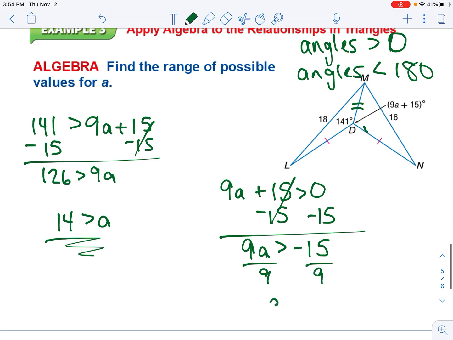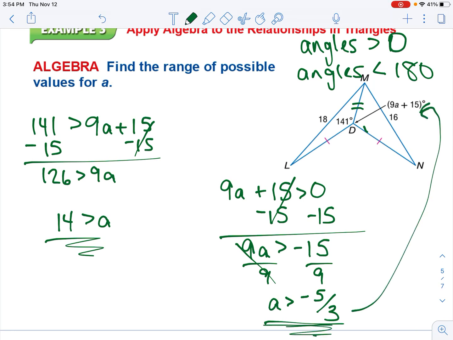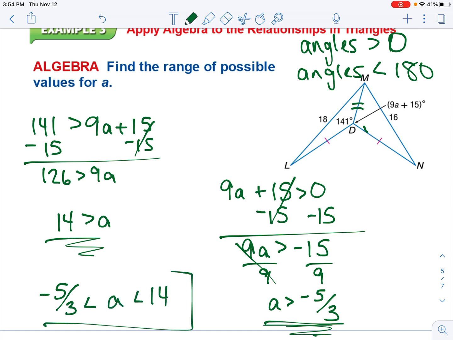Then go ahead and solve for a. Notice this time it is a fraction, it is also a negative. That is okay, because if we were to plug that a value back in, we would get a positive degree, which is what we care about. And we can once again write these as a compound inequality. So the value of a must be between -5/3 and 14 to be true.